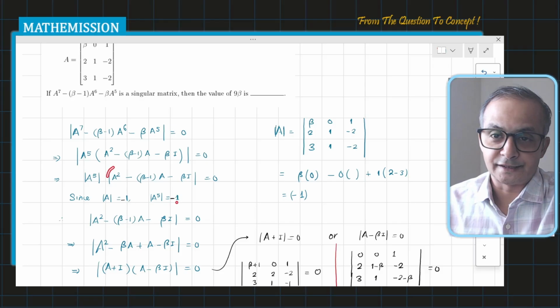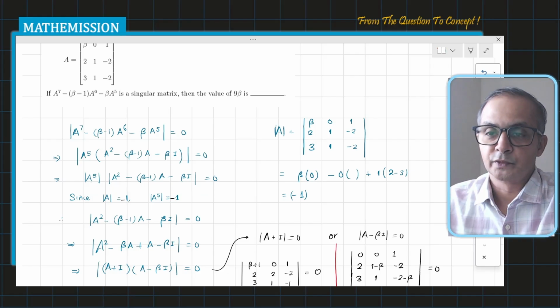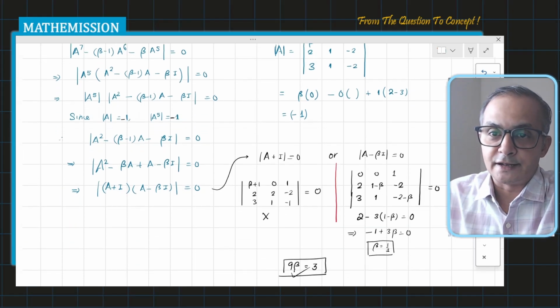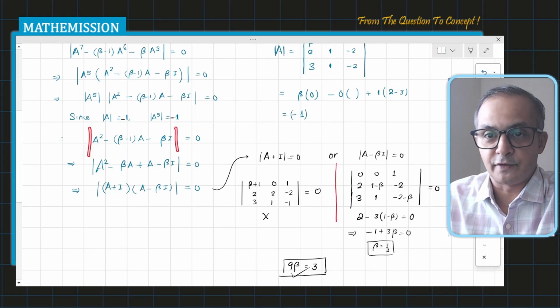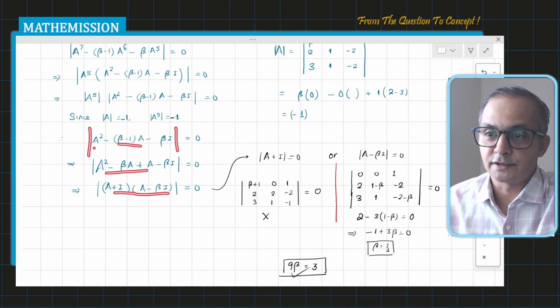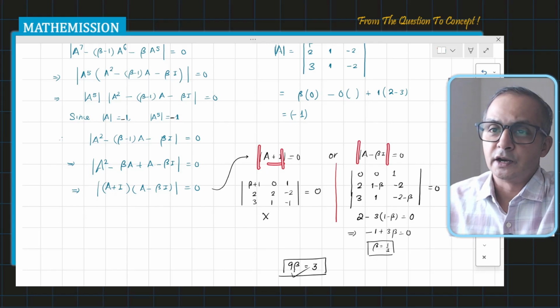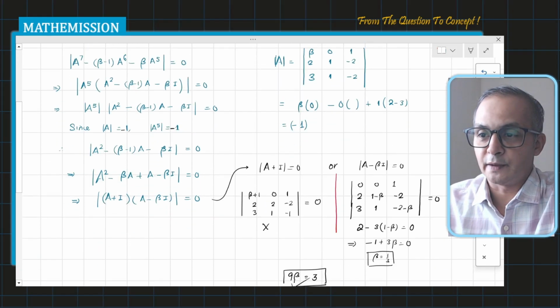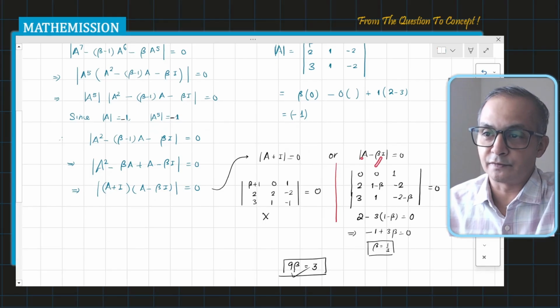And this is going to be 0 because already this factor is contributing a non-zero number. It means now I am with this equation, actually a simplified one. So if you take the factors after expanding and all these things, we get two factors. So determinant of A plus I is 0 or determinant of A minus beta I is 0. Now already we know A, so all that we have to do is multiply beta with the identity matrix and find the difference of this A minus beta I, and from there we equate the determinant of it with 0, and directly we get beta is equal to 1 by 3, and then 9 beta is 3.